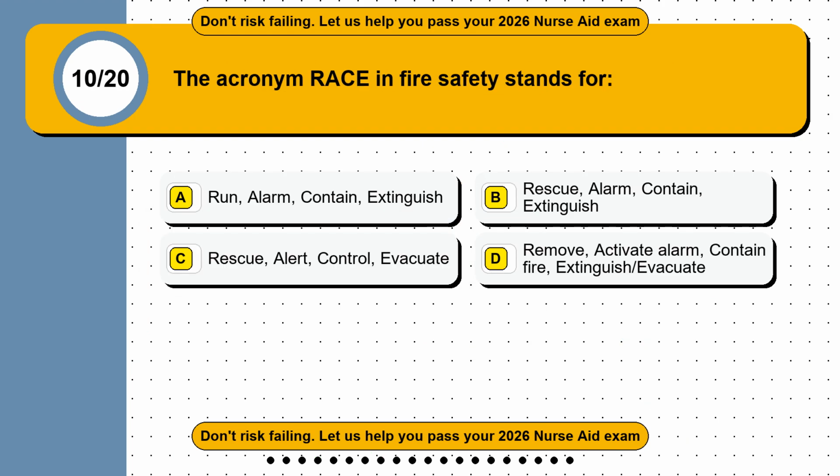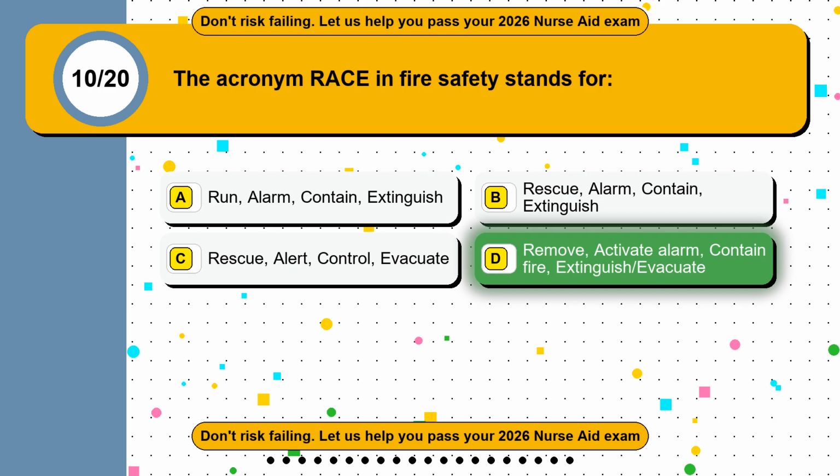Question 10. The acronym RACE in fire safety stands for: Option A. Run, alarm, contain, extinguish. Option B. Rescue, alarm, contain, extinguish. Option C. Rescue, alert, control, evacuate. Option D. Remove, activate alarm, contain fire, extinguish/evacuate. The correct answer is option D. Remove, activate alarm, contain fire, extinguish/evacuate.